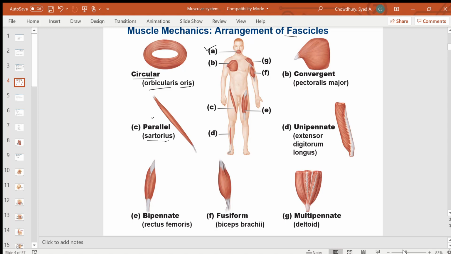Convergent. You see here, the convergent, good example is pectoralis major, this muscle in the front of the chest. Why are the fibers called convergent type fibers? Because you see, the muscle fibers originate from different ribs and get together here in the armpit area. Okay, so that's why it is called convergent, coming from different directions and getting together at one point. Coming from different origins but getting together at one point, that is called convergence.